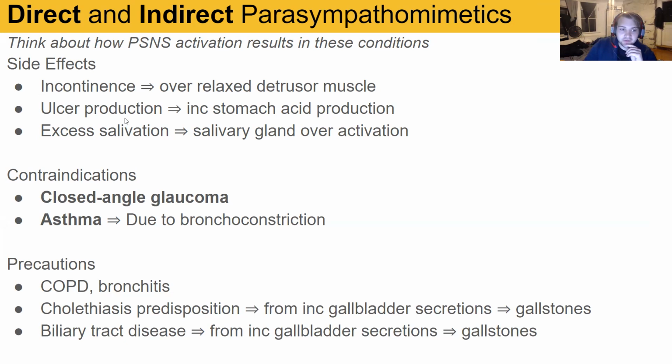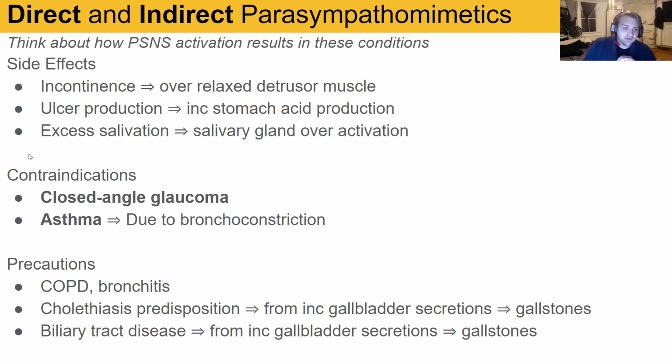Likewise, we can have ulcer production because we're going to be stimulating the stomach to produce more acid, which can degrade that mucous membrane within the stomach, it can wear down the stomach lining, and then we cause an ulcer. Likewise, you can have excessive salivation, which can be annoying for the person.